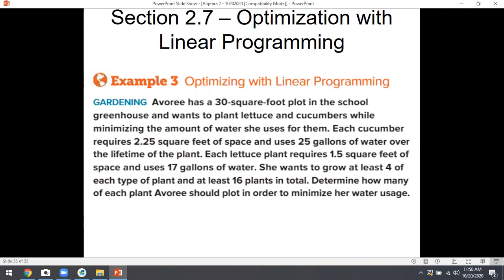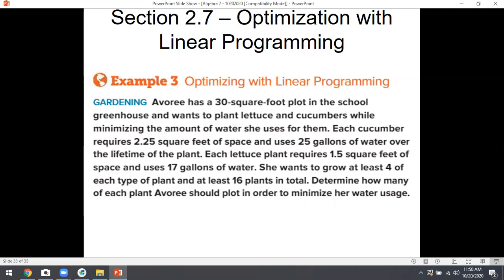Avery has a 30-foot square plot in the school greenhouse and wants to plant lettuce and cucumbers. Let's use C and L for that. Cucumbers and lettuce, fair? So we're not going to use x's and y's, which can make it even more confusing, but that's okay. Each cucumber requires 2.25 square feet of space. So 2.25 times C would be how much space is needed for the cucumbers. Each one is 2.25 times how many cucumbers you got. That's the space for the cucumbers.